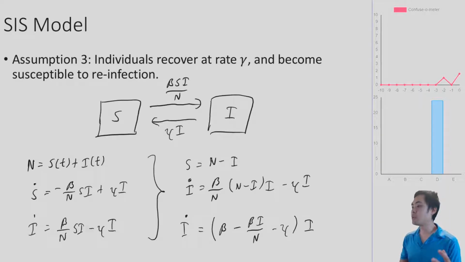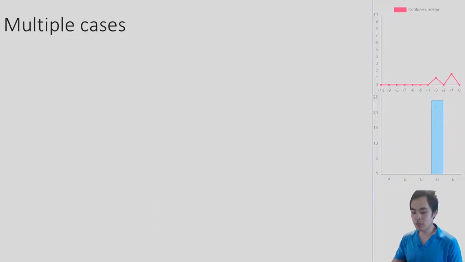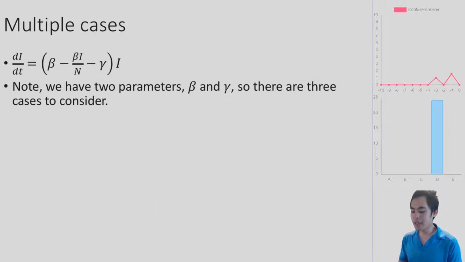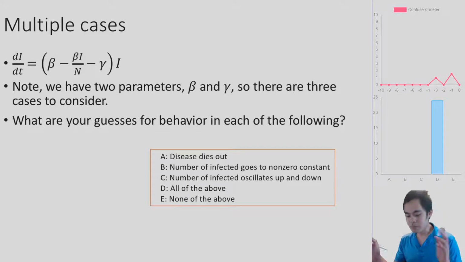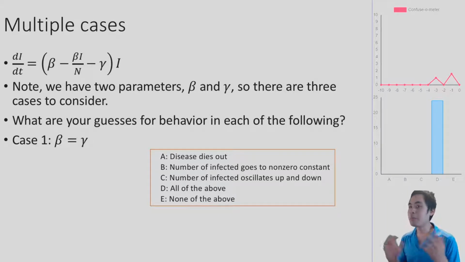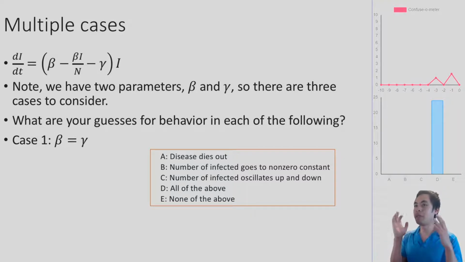So once we have this SIS model with two different parameters, beta and gamma, we have to consider both cases. So there are three cases to consider, where beta is... what are your guesses for behavior in each of these? Let me reset. What about when beta is equal to gamma? What happens if the infection rate and recovery rate are the same? What do people think happens in this model? Remember, beta is your infection rate and gamma is your recovery rate.